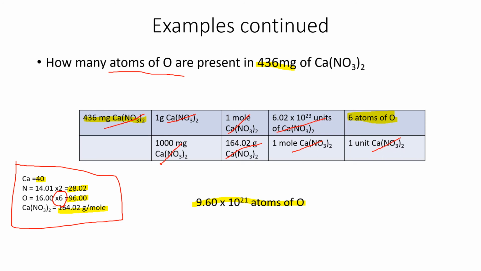Now again, we have to ask ourselves, is this reasonable? Is this kind of what we would expect? We got a very large number. Should we get a very large number? 9.60 times 10 to the 21st is a very large number. Is that reasonable? And here, yes, that is reasonable. I'm trying to figure out atoms of oxygen present in 436 milligrams. Even though 436 milligrams isn't a lot of material, we know just how small atoms actually are. It's going to take a lot of atoms to get anywhere close to that amount of material.